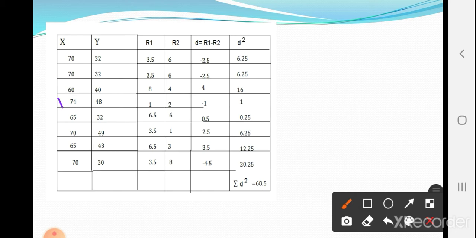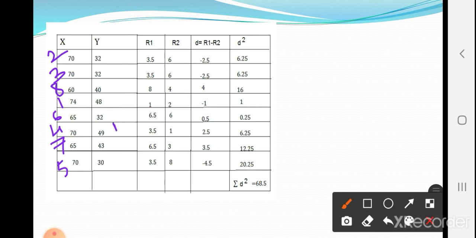Then 70, there are 4 values of 70. So the first 70 gets the second preference, then third preference, then fourth preference, and last is fifth. Then there is the 65 value. So sixth preference, seventh preference, and the smallest value is 60, so 8th preference. Similarly, for the y variable, which one is the highest value?